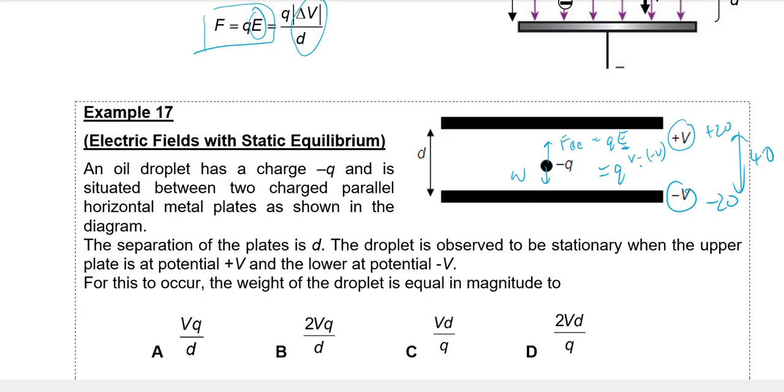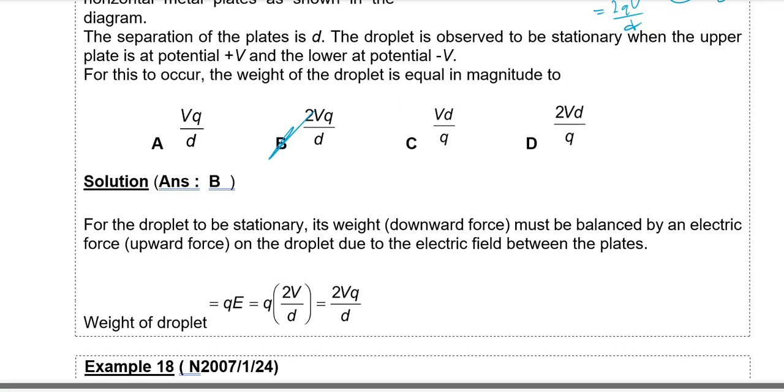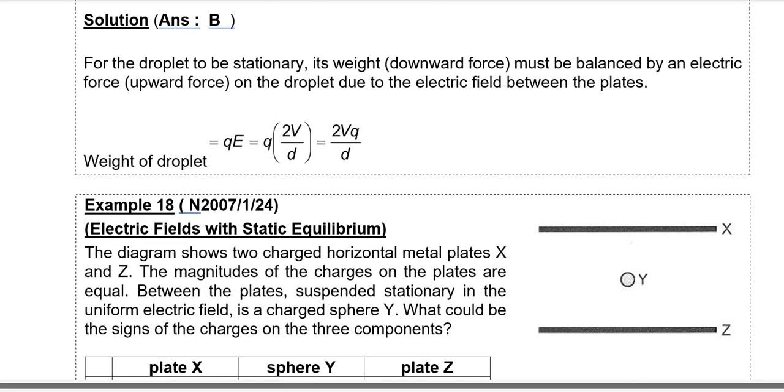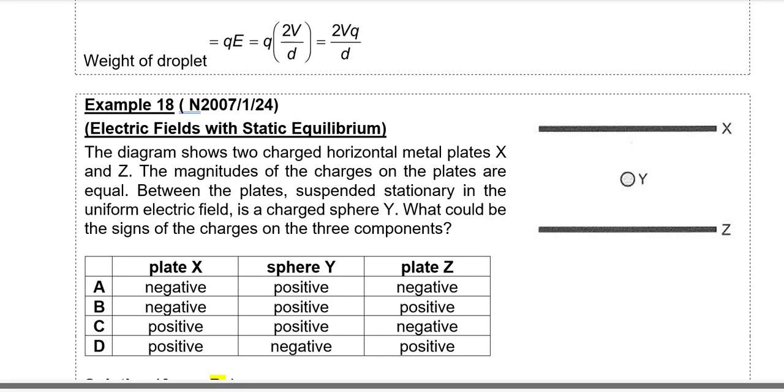Okay, can? So that's the idea behind this. And divided by the distance between them, which is d. No, it's d, so we just leave it alone. So that will give you 2QV over d. So 2VQ over d should be B. Solution is B. Quickly try example 18. All right, very similar type of example.